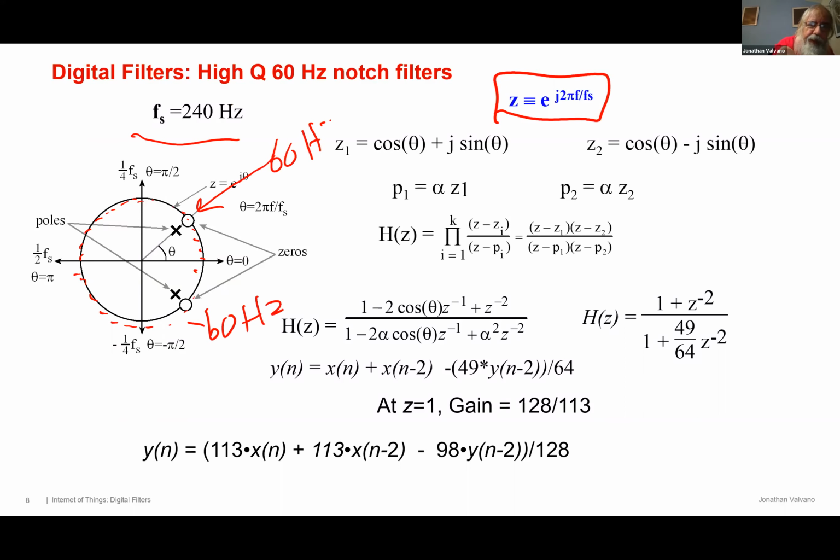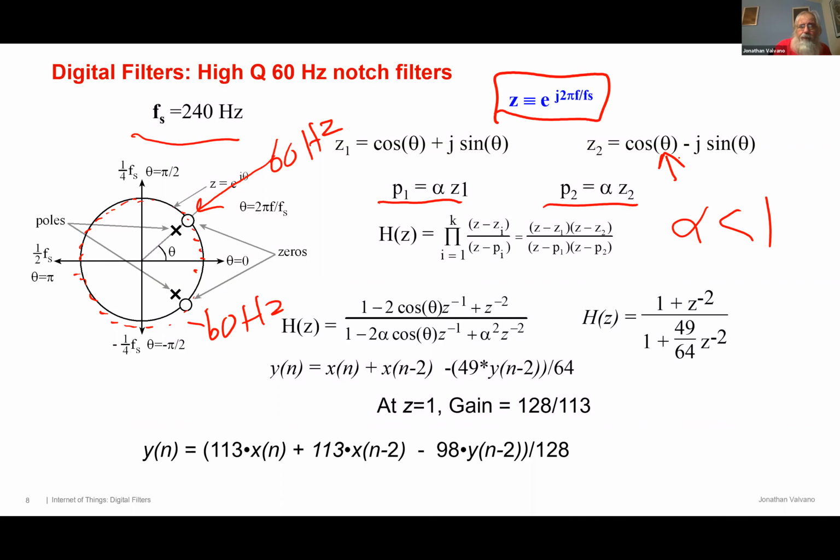Everything works in complex conjugate pairs. I'll put my zeros there on the unit circle, which will make the gain equal zero, and then I'll put poles really close to it. Alpha is some number less than 1. It's a design parameter. Theta is a design parameter. So theta and alpha are the two design parameters here. Theta chooses the frequency, alpha chooses how sharp the filter is.